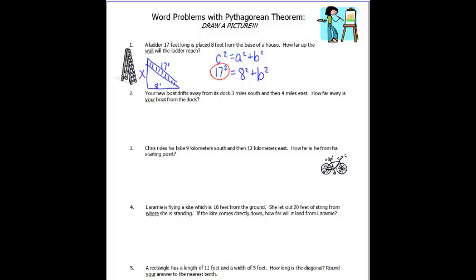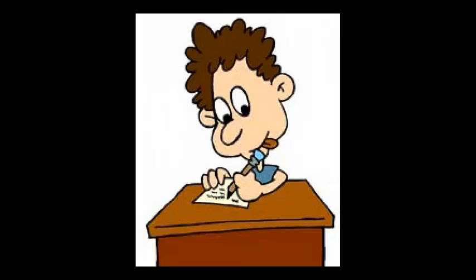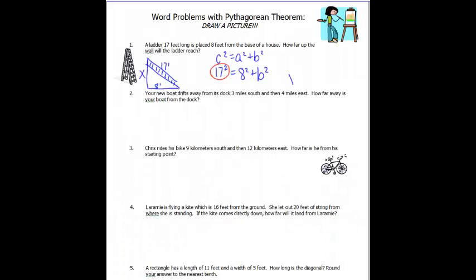So what's going to happen here is we are going to simplify and solve, and you can go ahead and do that. You don't need me. So we would get that x equals the square root of 225, or 15 feet. And you should be answering in units.